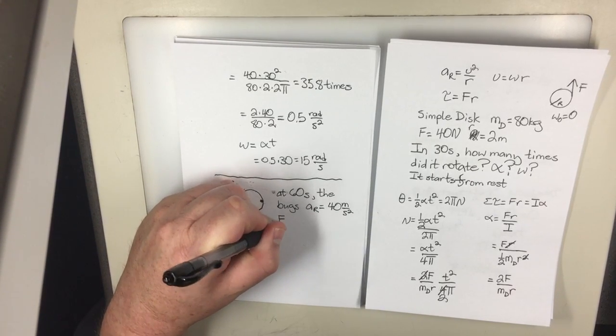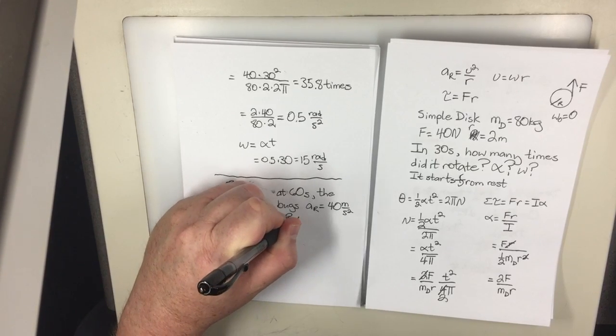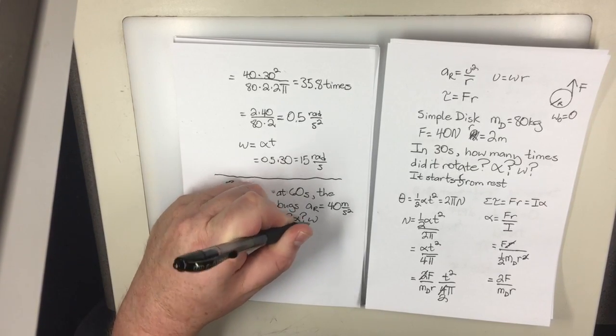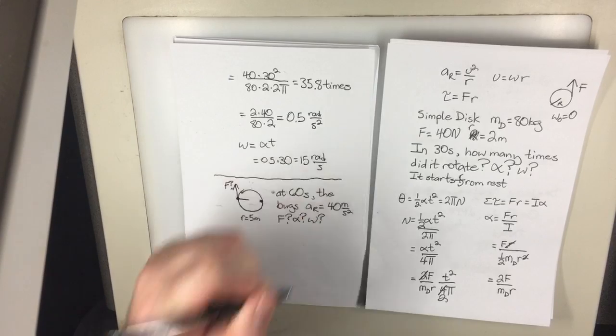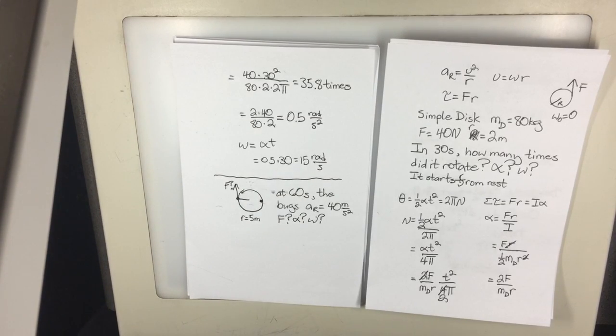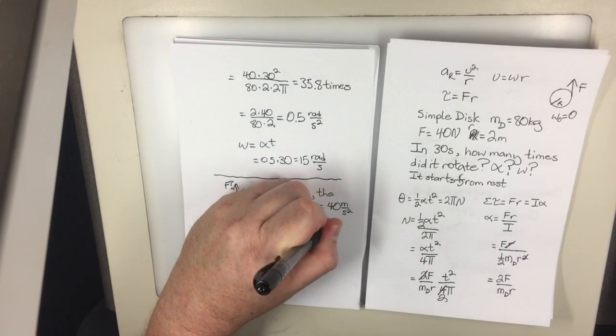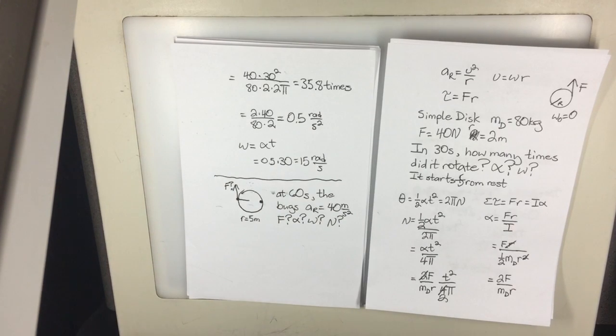So I want to know what F is. I want to know what alpha is. I want to know what the final omega is. I want to know how many times did this thing rotate in the 60 seconds. And then we'll go from there and try another example.